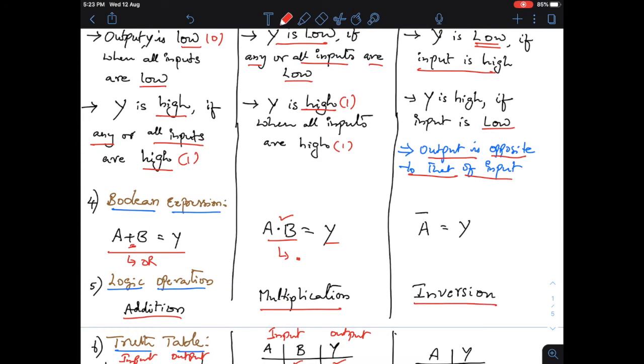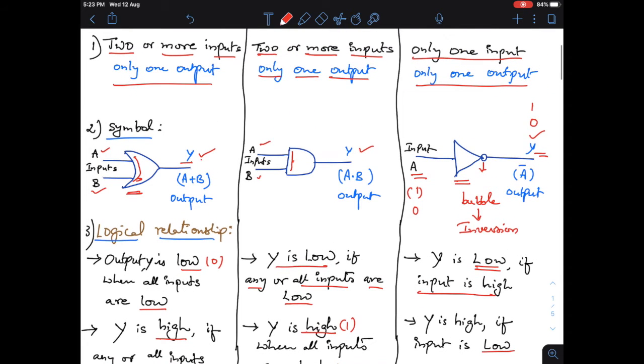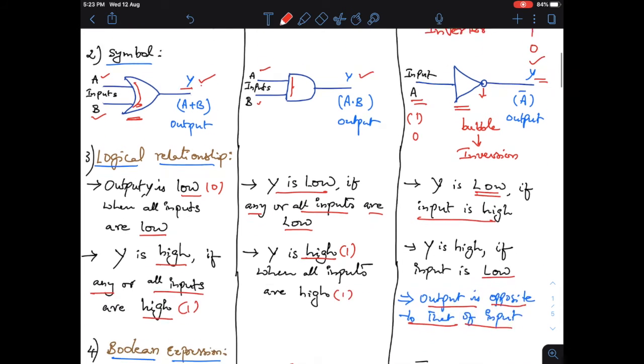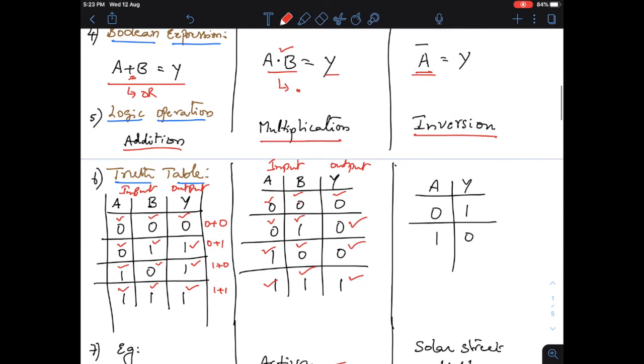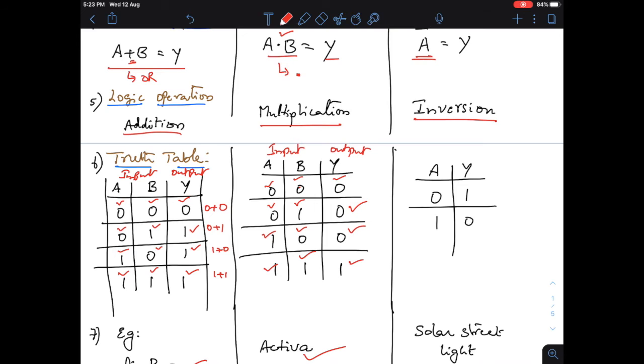The operation here is inversion, and you represent that as A bar. Bar represents opposite to that. So Y is equal to A bar. Therefore, this NOT operator is sometimes also called an inverter, because of the inversion operation. Now, the truth table for this is very simple. Because there is only one input, if A is 0, output is opposite, so 1. If A is 1, output is 0. Low, high, high, low.